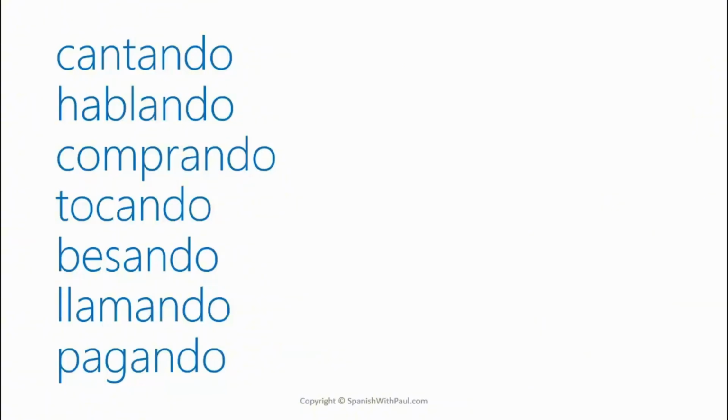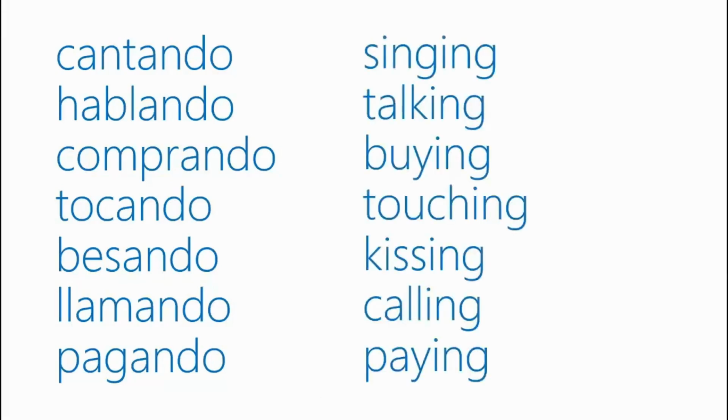If we put all of those examples on one slide, again you'll hear a very uniform sound in the present progressive. Cantando, hablando, comprando, tocando, besando, llamando, pagando. And remember, this is how we're getting that ing, singing, talking, buying, whatever it may be, we're getting it with this ando sound in Spanish.